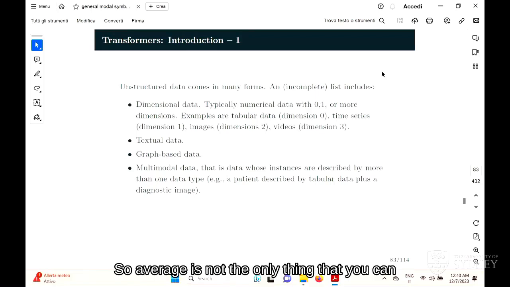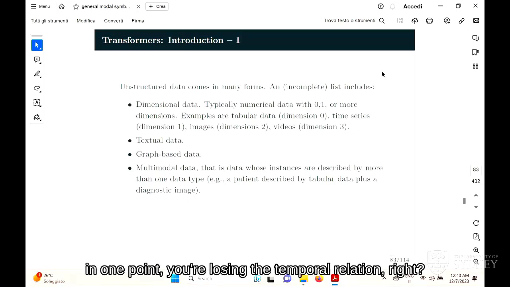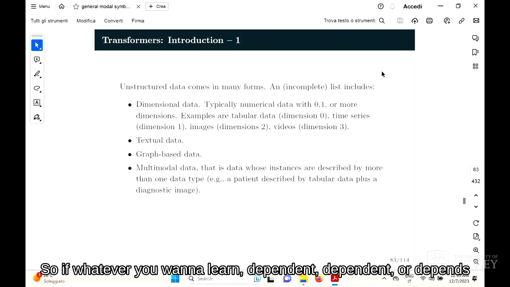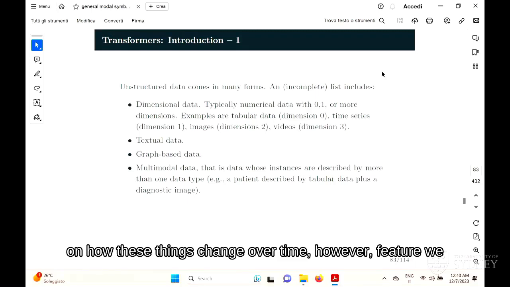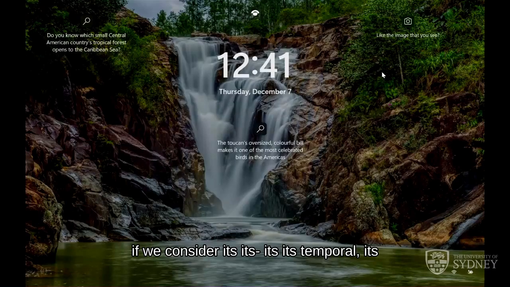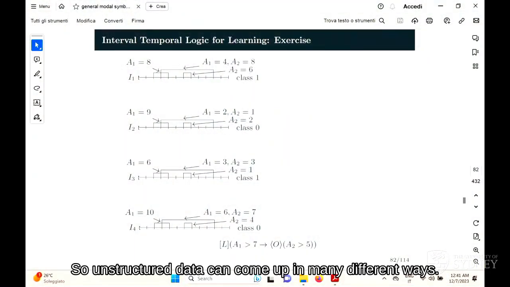Average is not the only thing that you can do, but whatever you do, when you push everything into one point, you're losing the temporal relation, right? So, if whatever you want to learn depends on how these things change over time, whatever feature we take to put these numbers together, we're losing something. Because if that feature is informative, it would be more informative if we consider its temporal relation.